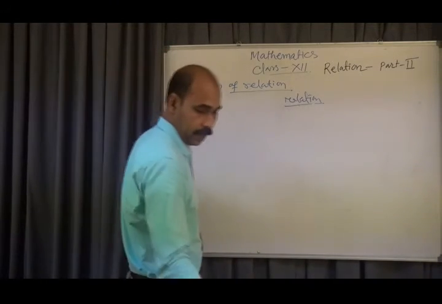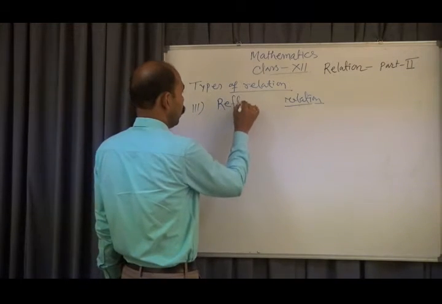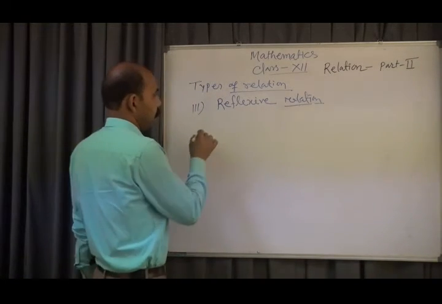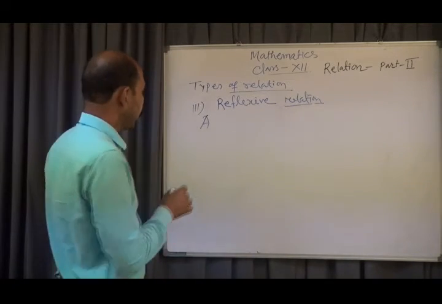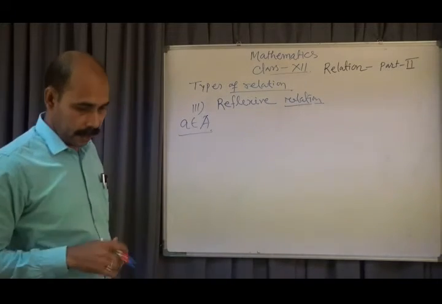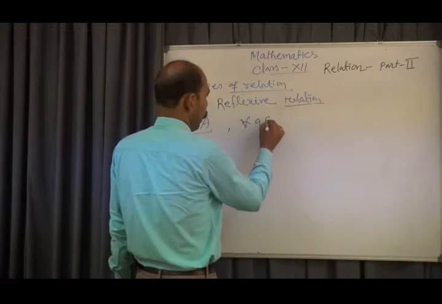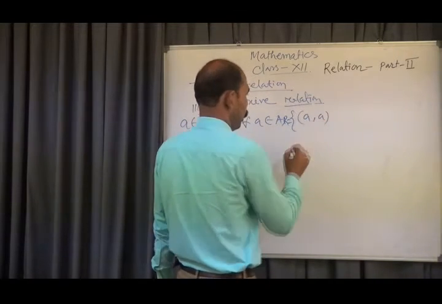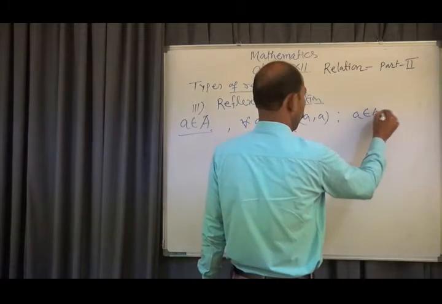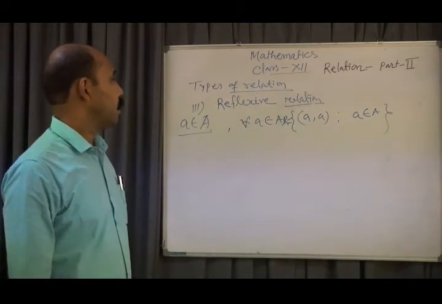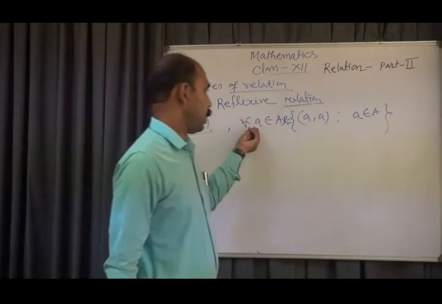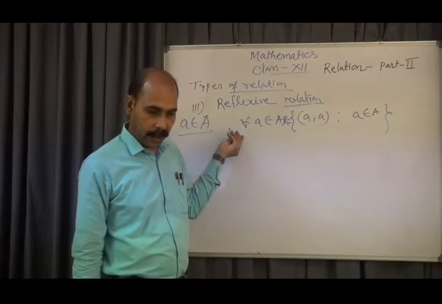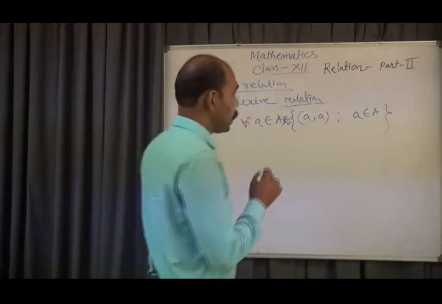Reflexive relation. The next one is the reflexive relation. In a reflexive relation, say I take capital A as a non-empty set and a belongs to A. Then for all a belongs to A, R equals {(a, a) such that a belongs to A}. This is called the reflexive relation. That is, every element of A is related to itself. That is like the identity relation. But here, one thing is there.